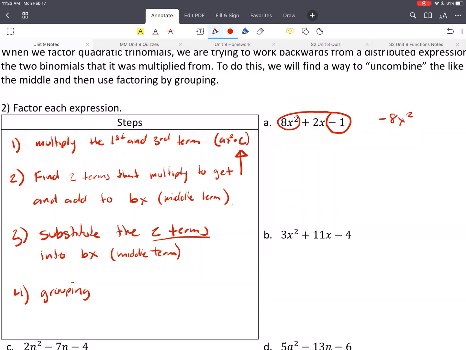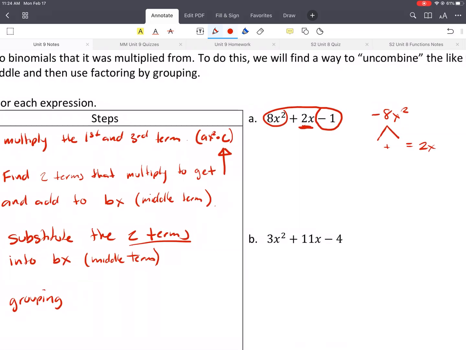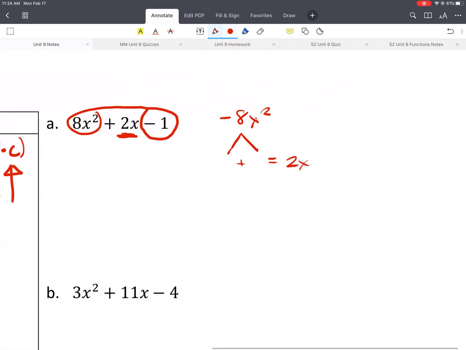The next step is we want to find 2 things that will multiply to give you that. So 2 things that multiply to give us negative 8x squared, but that can add up to give us the middle term. So 2x. This would be our middle term. All right. So let's think about that. What are 2 things that would add to give us 2x and multiply to give us negative 8?